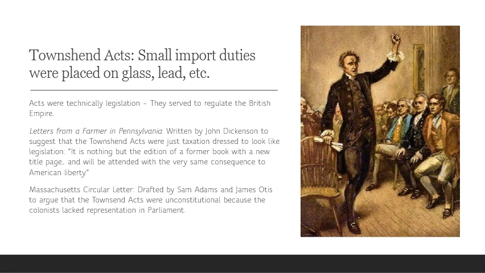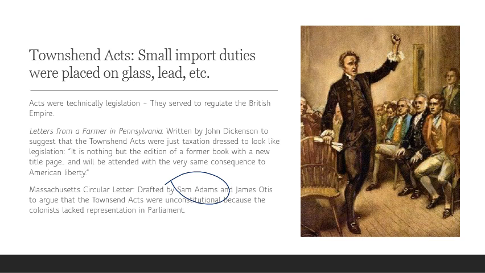They're like, this is just the same thing. You dressed it up to look different, but that doesn't mean that it's different. And so letters from a farmer in Pennsylvania are going to take hold. A bunch of people are going to read them. And so Sam Adams, remember, he is everywhere that stuff's going down. And James Otis, who is the guy who came up with the phrase, no taxation without representation, they're going to come together and they're going to write the Massachusetts Circular Letter.